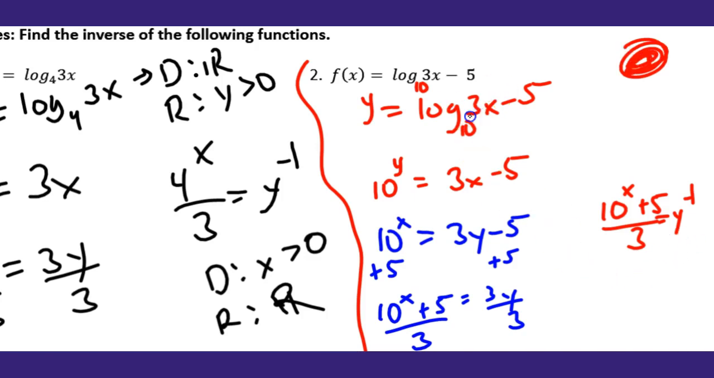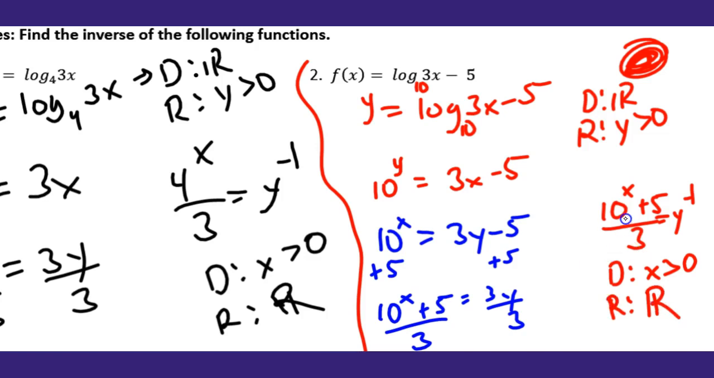Again, where the domain up here was all real and the range was y is greater than 0, they swap. So the domain of this inverse would be x is greater than 0. Notice the variable change as well. The domain is x, and the range is going to be all real.